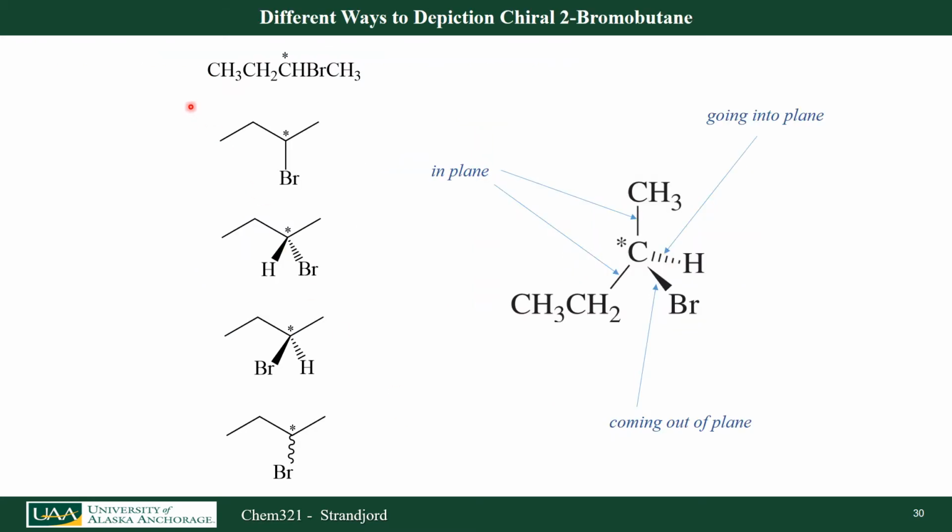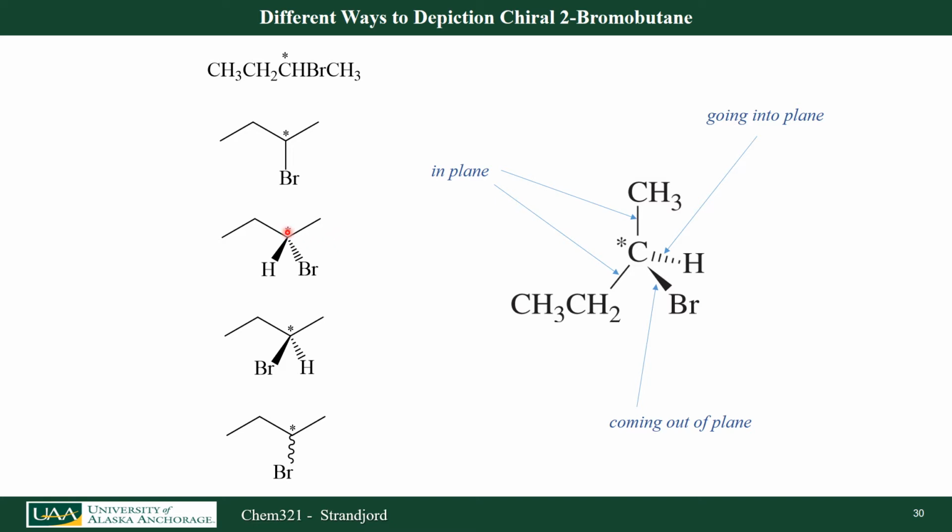Let's look at the different ways we could depict 2-bromobutane. I could just represent it as the expanded structural formula, recognizing that this carbon has an ethyl group, a hydrogen, bromine, and a methyl group attached to it. It's a little bit easier to see here if I draw out the line angle drawing. Notice I have not put in the hydrogen here, so I don't know what is sticking out and what is sticking back. I have not shown stereochemistry. What we like to do, however, is show stereochemistry.